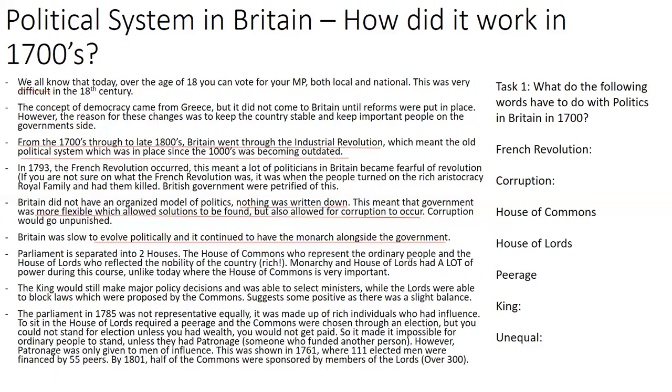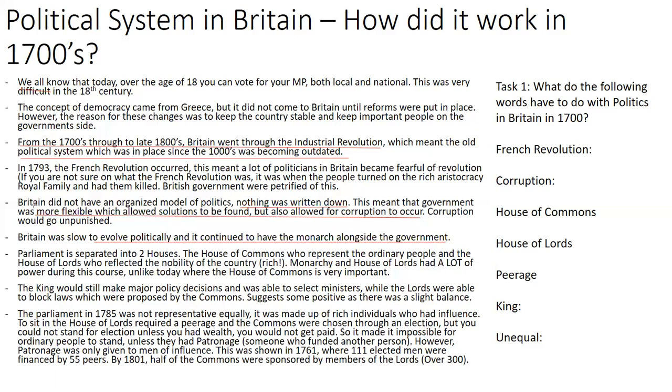The king would still make major policy decisions. He was able to select ministers, and the Lords were able to block laws which were proposed by the Commons. So there was a balance. So it means that the Commons weren't dominating, but it also means that the rich people dominated society, which meant society would be focused on one aspect.